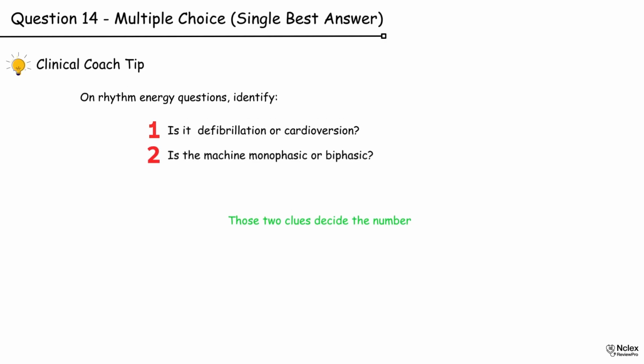Now here's the clinical coaching point. When you get an energy question on the exam, identify two things immediately. First, is this defibrillation or cardioversion? Second, is the machine monophasic or biphasic? Those two clues decide the number. Do not guess. Anchor your decision to the machine type. That is how NCLEX expects you to handle rhythm energy questions safely and confidently. All right, let's move on to the next question.